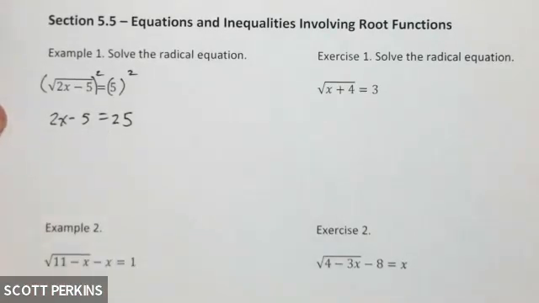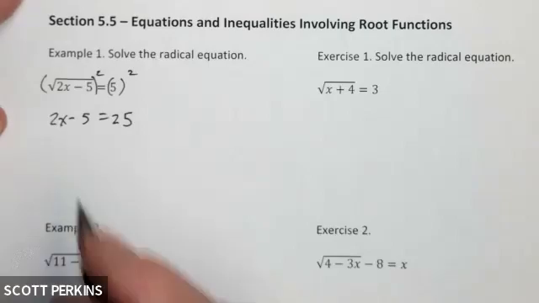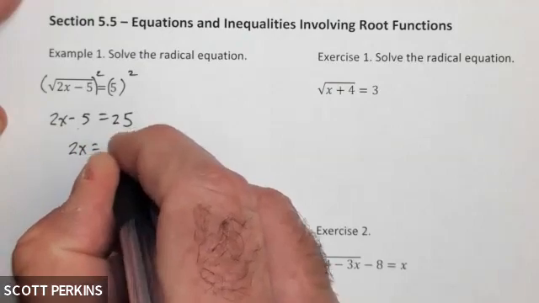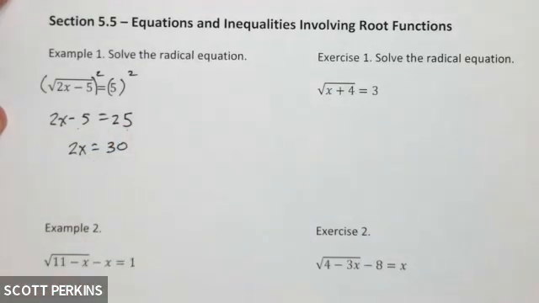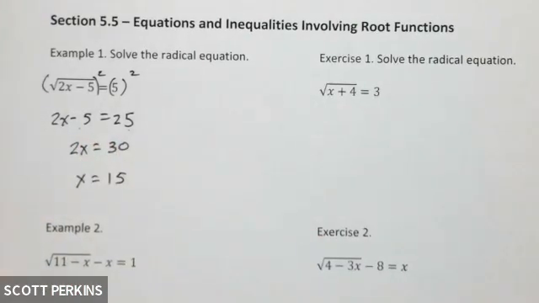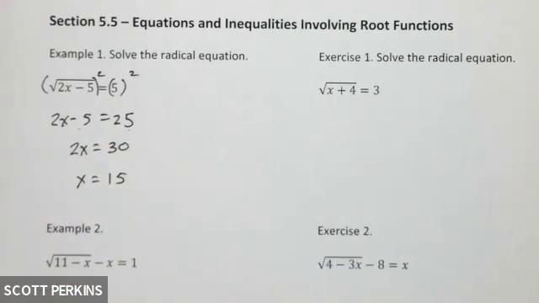Now I'm going to get the x by itself. Now that I have no more radical, I can add the 5 to both sides, and I have 2x is equal to 30. And then divide both sides by 2, and I get x is 15. Very similar to our rational equations. Sometimes we have problems related to the domain, so I need to make sure that this answer is in my domain. So just a quick check is going to help us determine that.